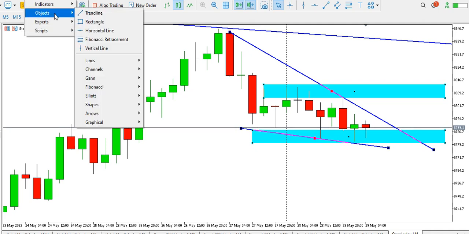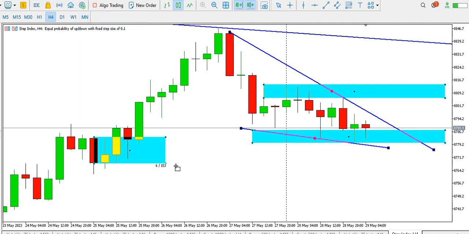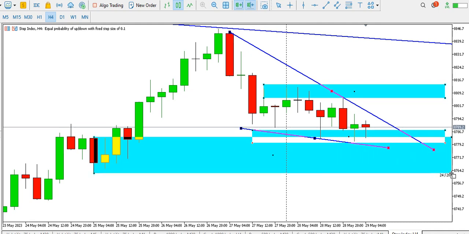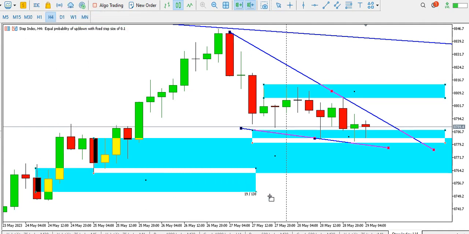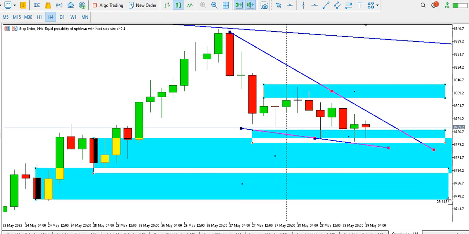Talking about this order block on the 4-hour time frame. This order block is very close to the range bottom. We also have another order block, this order block, below the initial order block at the top.